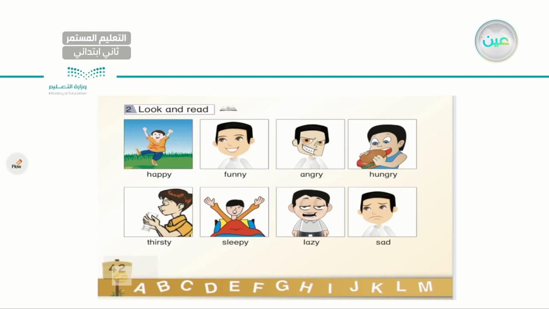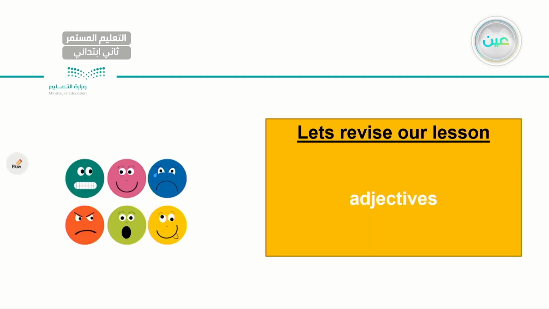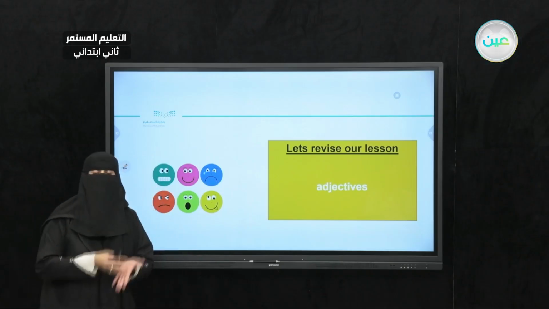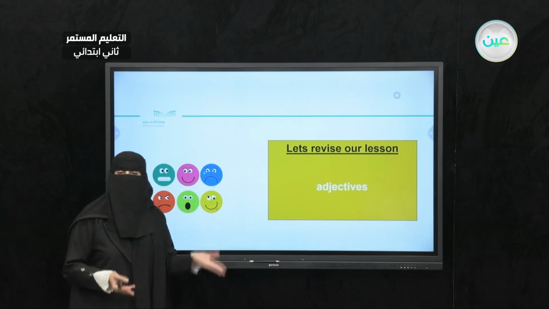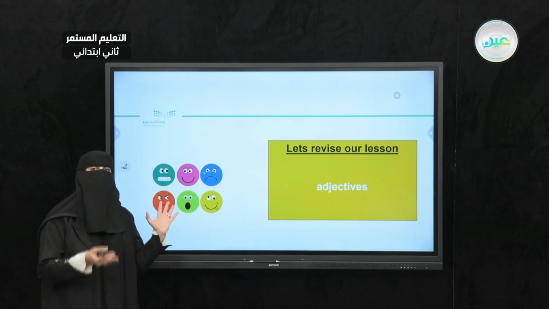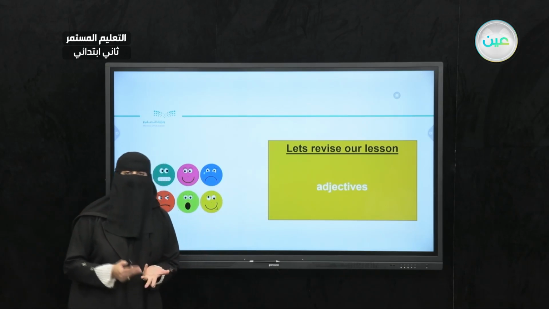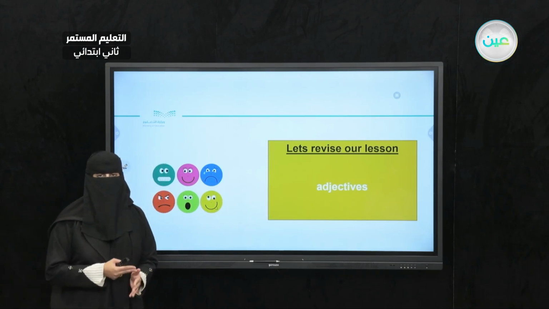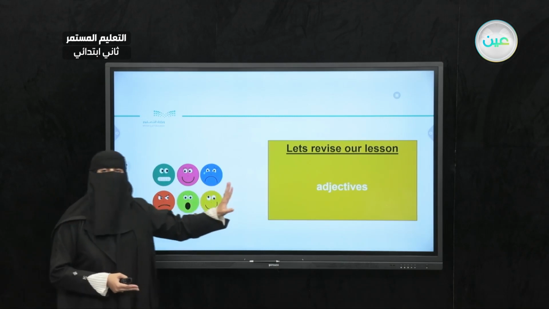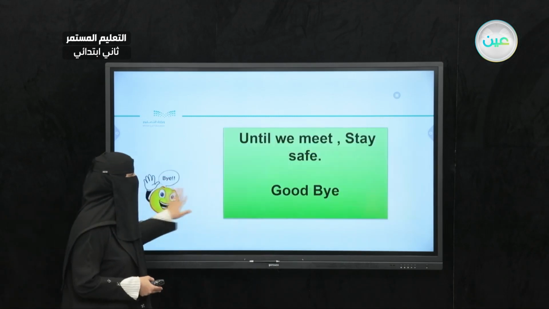Very good. So how do you feel, my dear student? I hope you are happy all the time. So let's revise what we have learned in this lesson. We talked mainly about feelings. How do you feel? Introduce feelings. These are adjectives. I am happy, I'm hungry, I'm thirsty, I'm sad, I'm angry. These are all feelings that we have discussed in our lesson.